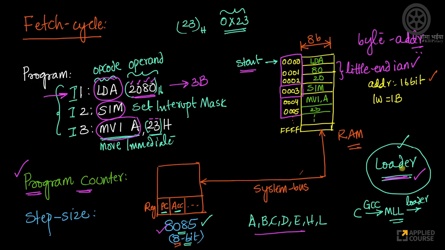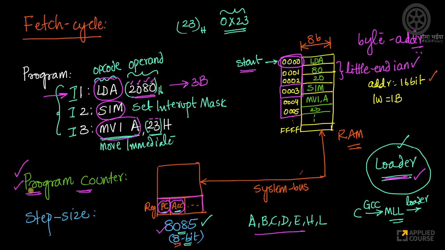Then what the loader does is, as it starts executing this whole program, it also places this first address, the address of the first instruction that needs to be executed. It stores 0000 in the program counter. Remember, if this is my 8085 microprocessor and all these are my registers, I have 2 very important special purpose registers called program counter and accumulator.